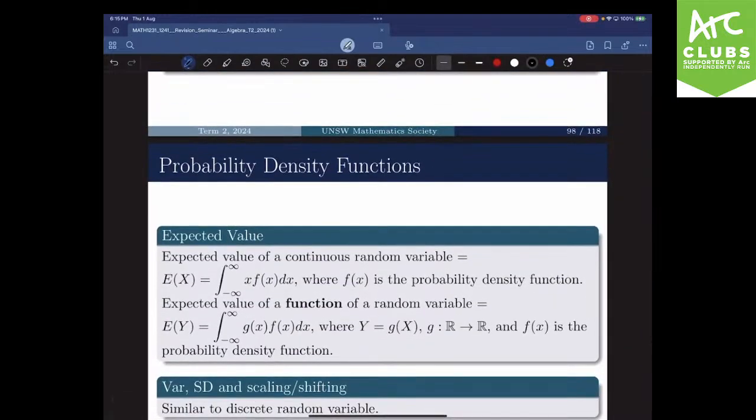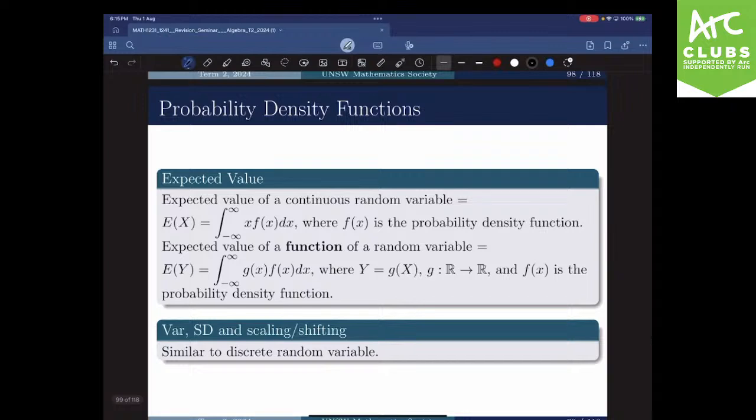Next, the expected value of probability density functions, right? Similar to before, we'll notice here that integration acts in the same way as the thing before, where I had the capital sigma sign, and I added up all of those things together, right? Integration is essentially doing the same thing. We're adding up all of these continuous random variables together using integration, right?